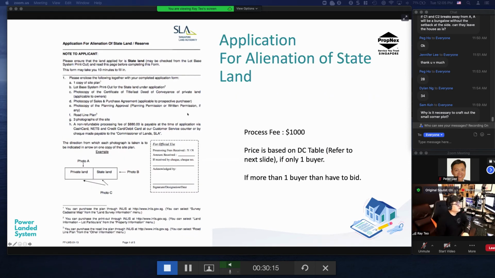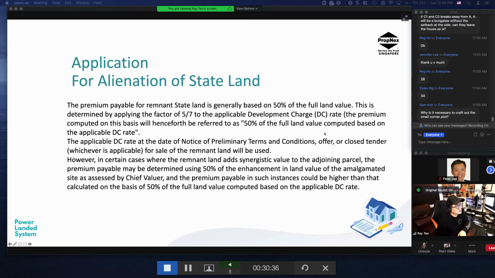So how do we calculate? We use the DC rate. What do you submit? You submit an application for alienation of state land. The processing fee is about $1,000, so it's cheap. On top of that, your price is based on the DC table, if there's only one buyer. If there is more than one buyer, then you have to bid for it, and then it will be more expensive. So how much of the DC rate? 5/7 of the applicable development charge rate. 5 out of 7. To understand how cheap it is, I'm going to show you a development charge.